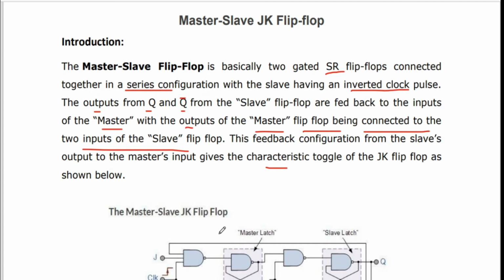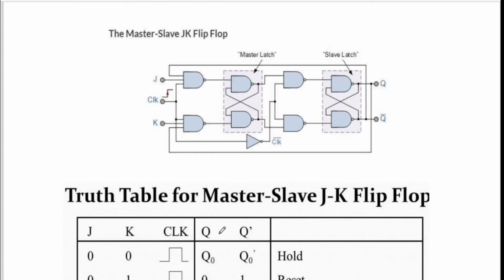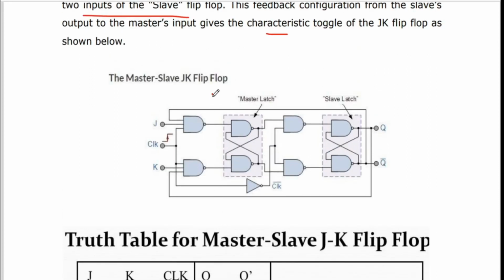As shown here, we have the circuit diagram of the master slave JK flip-flop. Here you can see we have two SR flip-flops being used. The first one is acting as a master, which works on the positive edge of the clock pulse, and the second SR flip-flop is acting as a slave, which works on the negative trailing edge of the clock pulse.